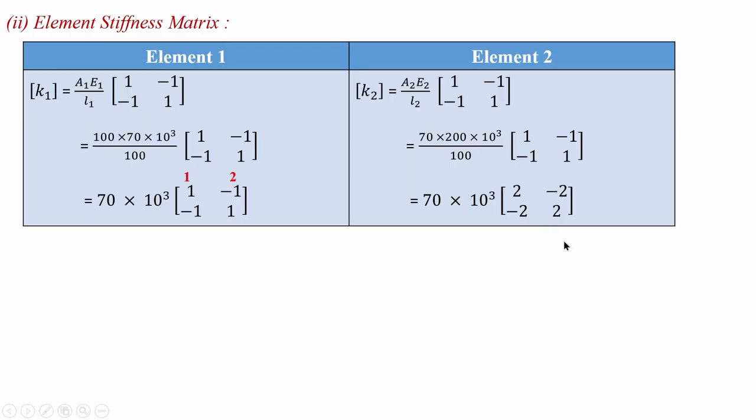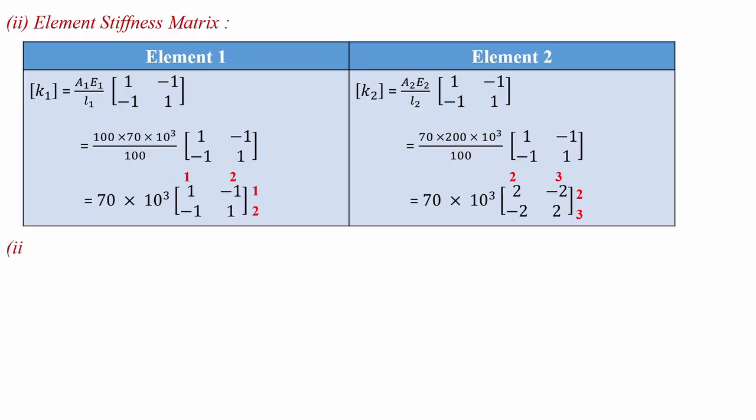And let us mark the global node numbers related to each column as well as row. So for element 1, we have global node numbers 1 and 2. Therefore, columns will be numbered as 1 and 2. Similarly, the rows will be numbered as 1 and 2. For element 2, we have global node numbers 2, 3. So columns as well as rows will be numbered as 2 and 3.